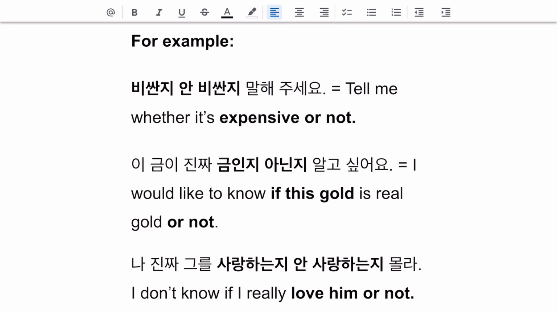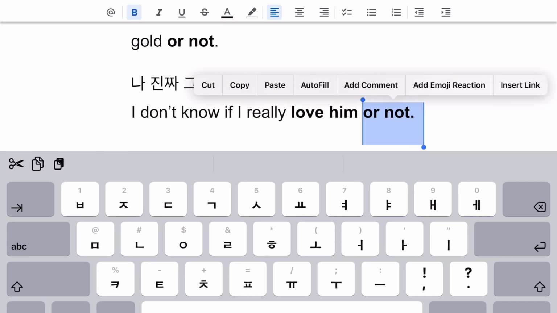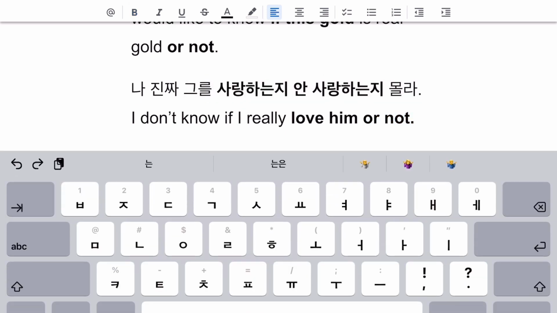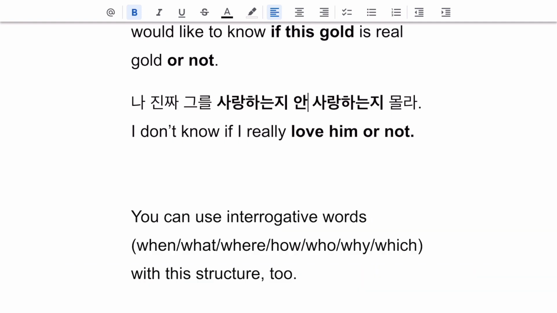비싼지 안 비싼지 말해주세요. Tell me whether or not it's expensive. 이 금이 진짜 금인지 아닌지 알고 싶어요. I want to know if this gold is real gold or not. 나 진짜 그를 사랑하는지 안 사랑하는지 몰라. I don't know if I really love him or not. So all the time it really has this "or not" meaning. Like even in the ones above, it really still has that. But when you add the negative version next to it, that's more emphasis, I would say.